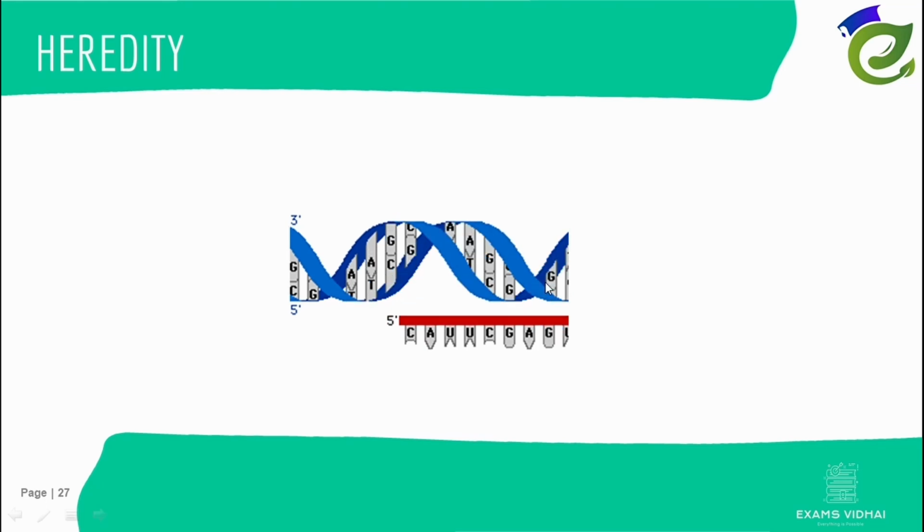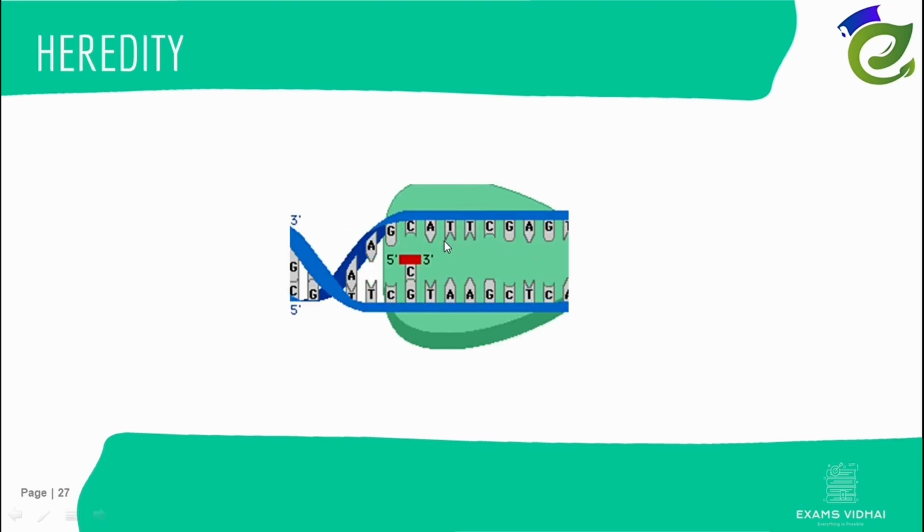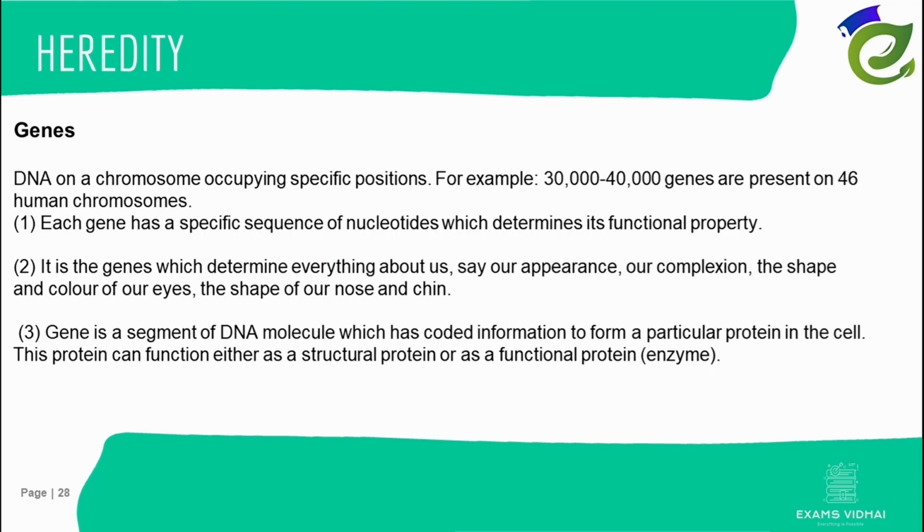So this is how your DNA is formed. The very next interesting topic is about genes. DNA on a chromosome occupies specific positions. For example, we have 30,000 to 40,000 genes on 46 human chromosomes. Each gene has a specific sequence of nucleotides. You can see here how these nucleotides are arranged. In this way, each gene will have a specific sequence which determines its functional property.